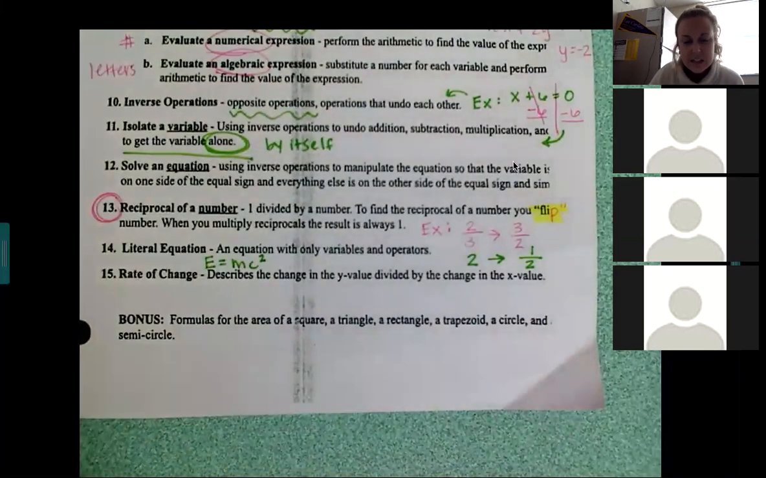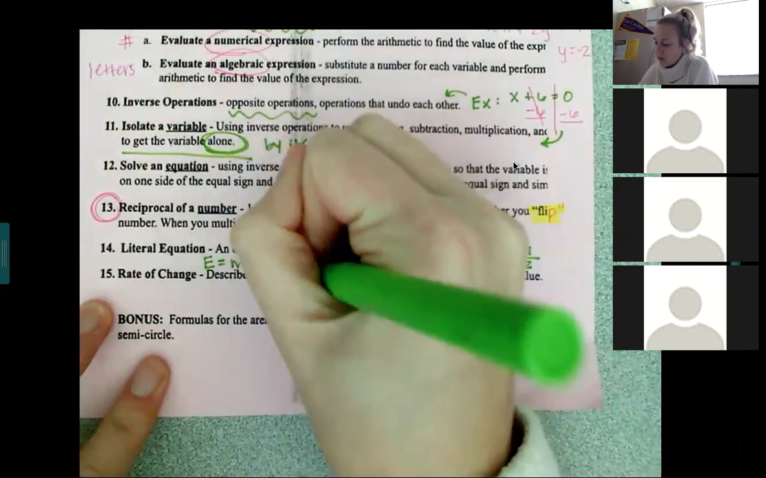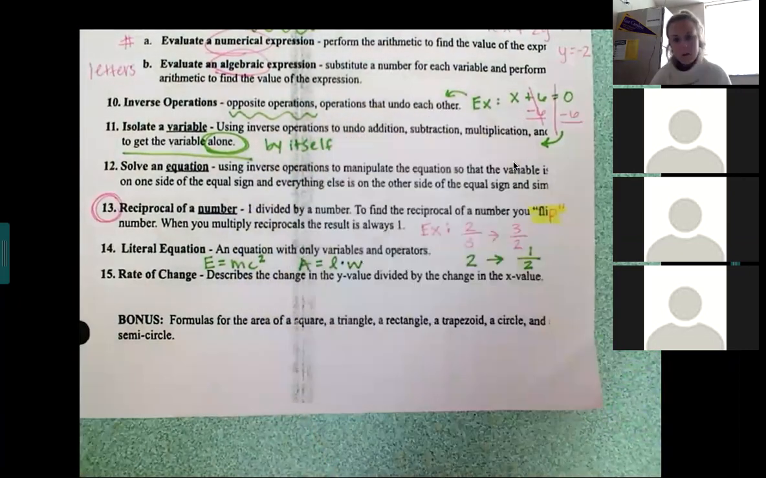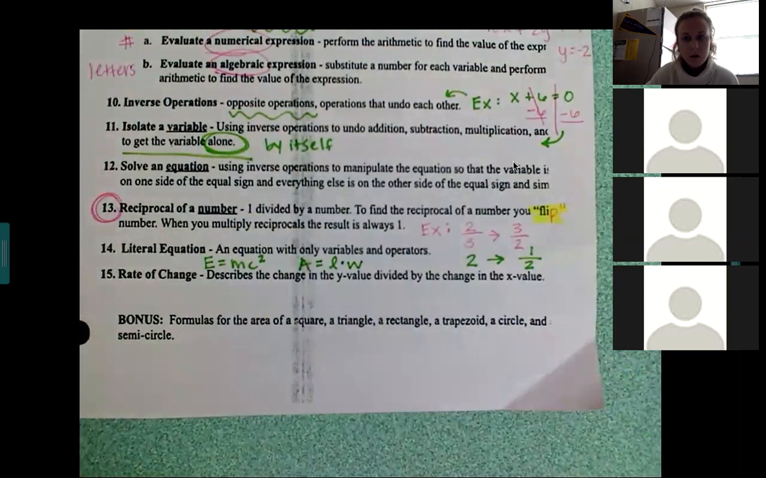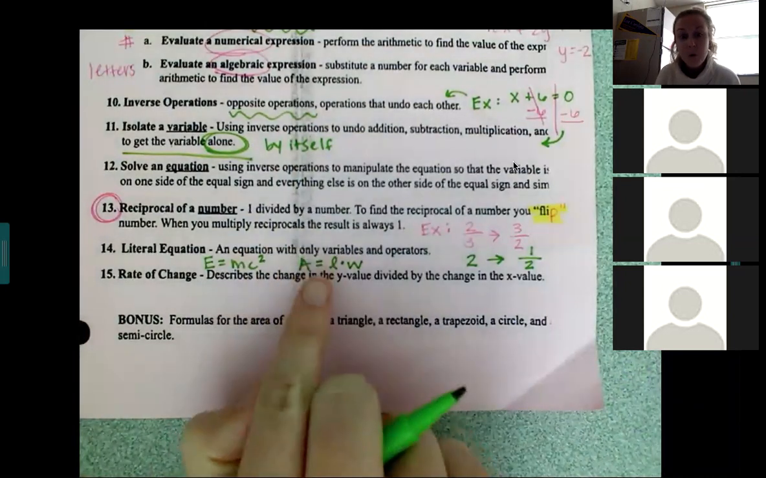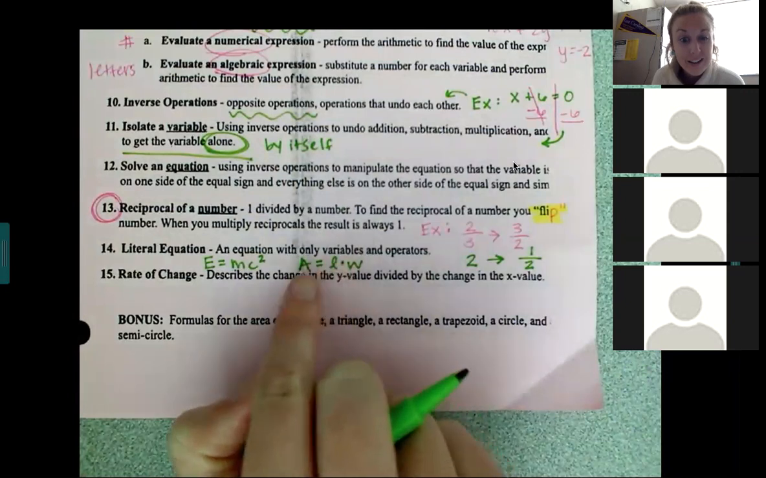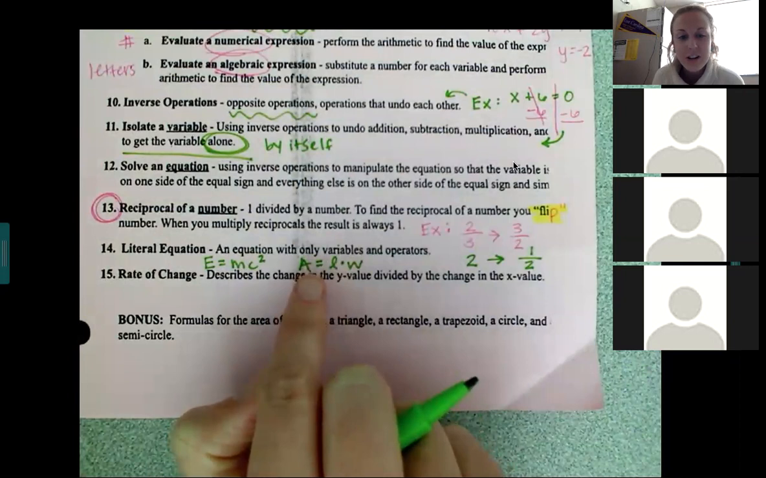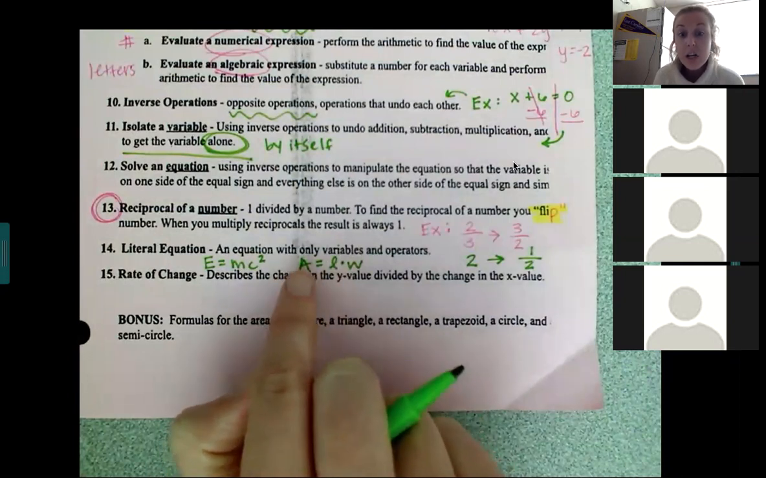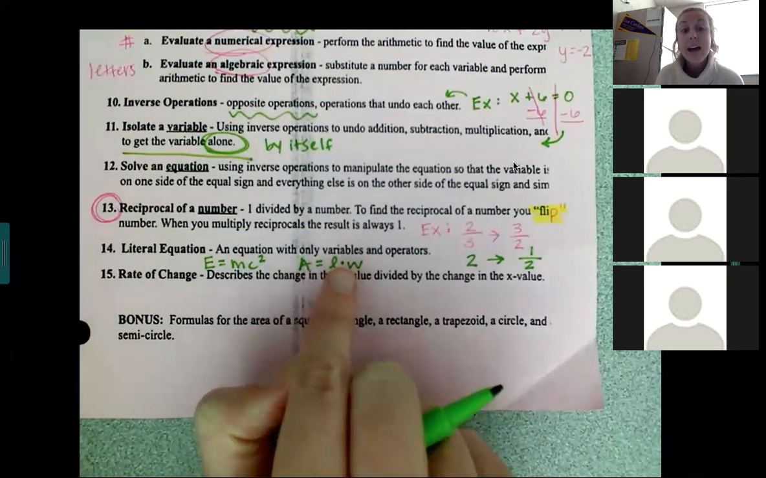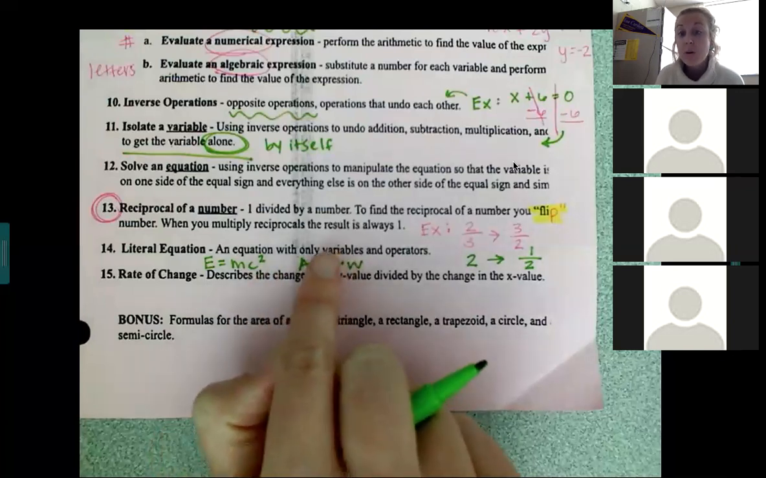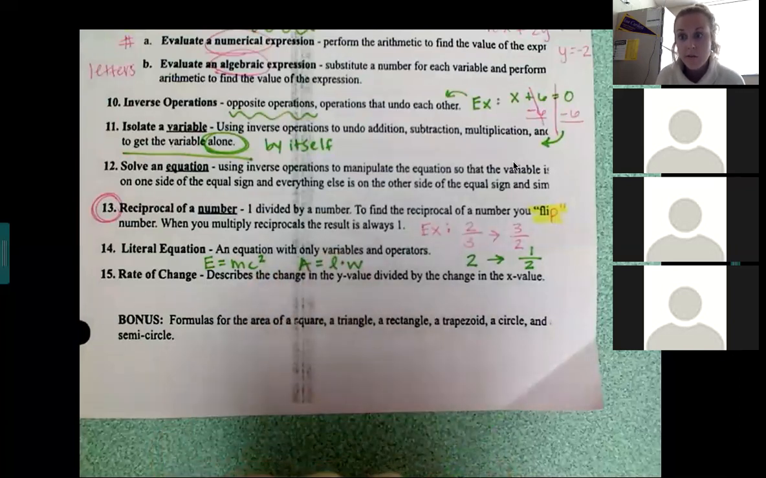Did y'all see that in science? Not really. Okay, what about this one? Yes. That's the formula for what? Length times width, which finds the, what's the A stand for? Area. Good, very good. Extra credit, Gwyneth. So area equals length times width. That is a literal equation because it's an equation with only variables. We're going to do those on Friday, okay?